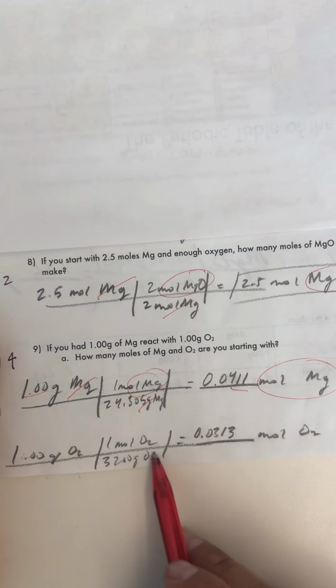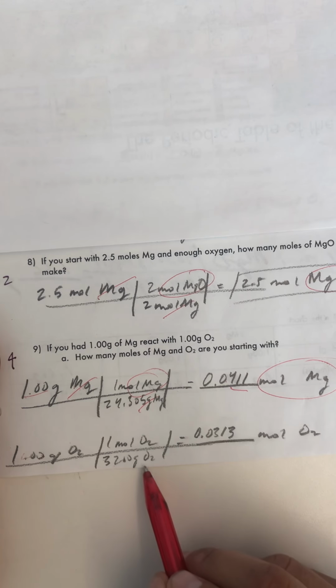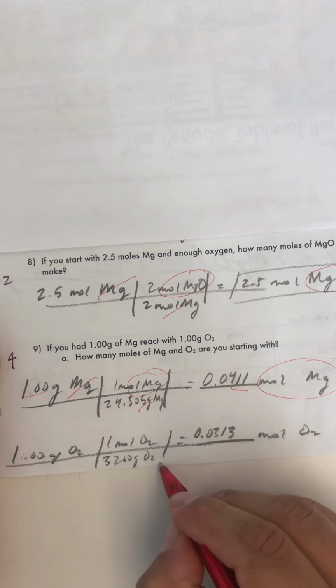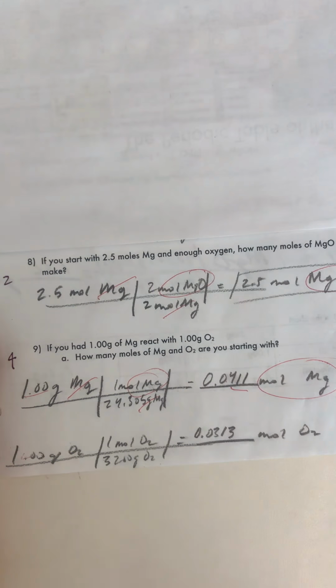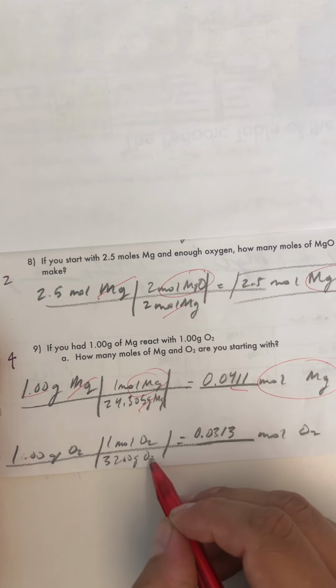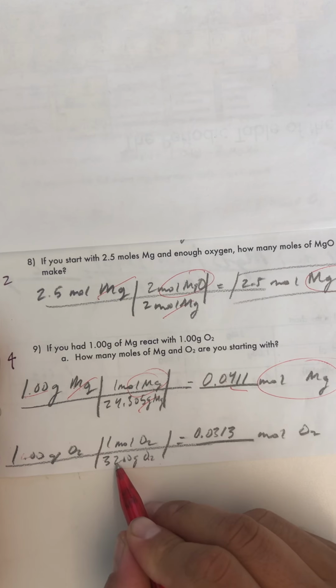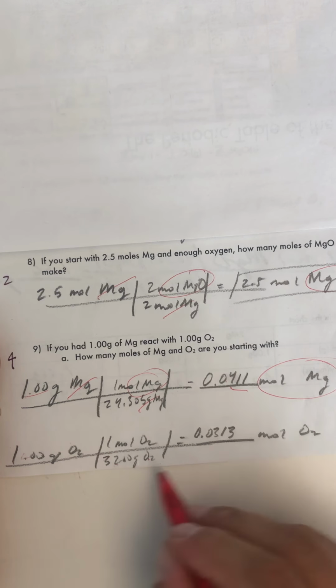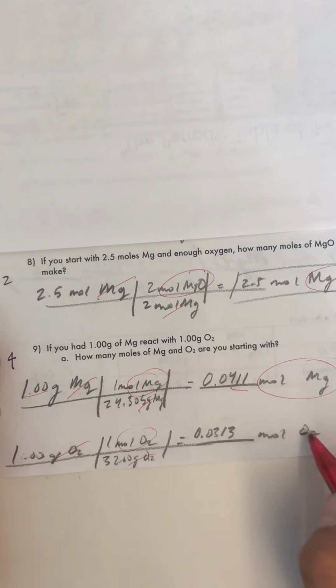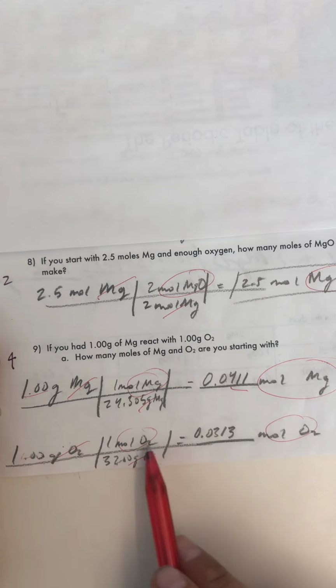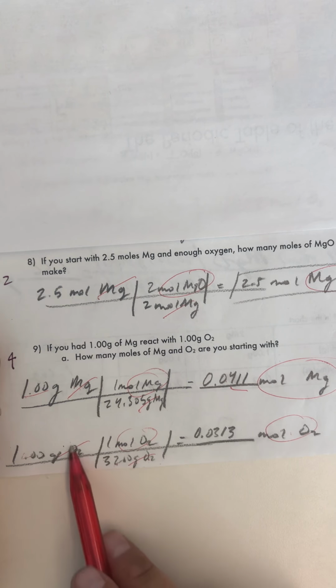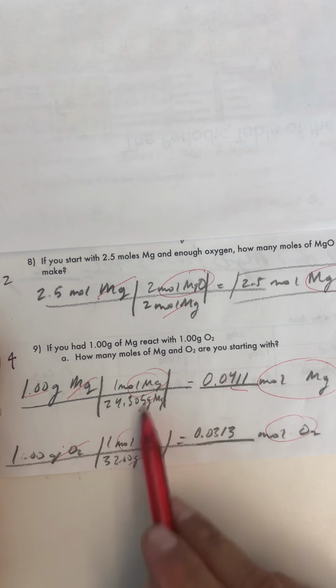1 gram of O2. Notice how I have 32 grams of O2 here. If you look at the periodic table, each oxygen is 16, but since there's 2 of them bound to each other, it's 32 grams of O2. So you divide by 32 and the grams cancel and you have moles on the top. Remember, once again, units you want on the top, the units that cancel on the bottom, and this is where the number goes with grams. Okay.